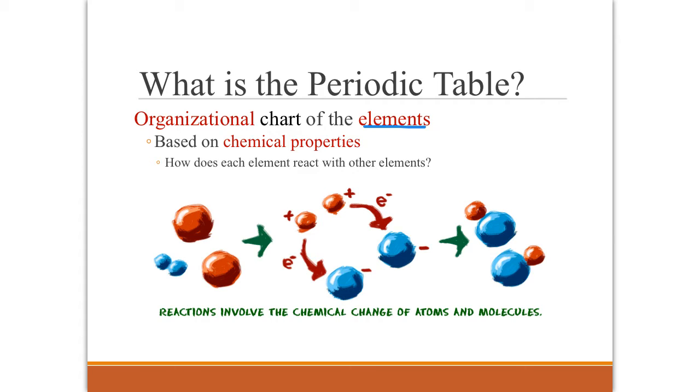The periodic table is organized based on the chemical properties of those elements. And of course, chemical properties is all about how an element reacts with other elements. In a chemical reaction, you have atoms and molecules changing in some way, because we only see chemical properties when we've had a chemical reaction, which means we've got a chemical change going on.